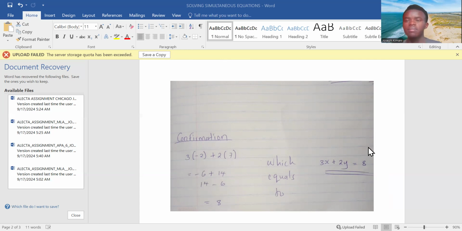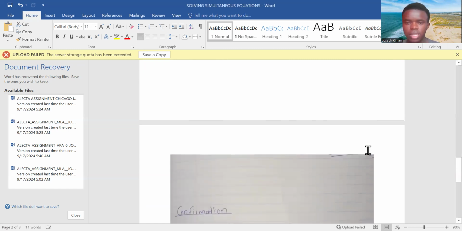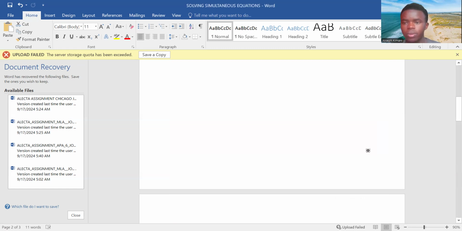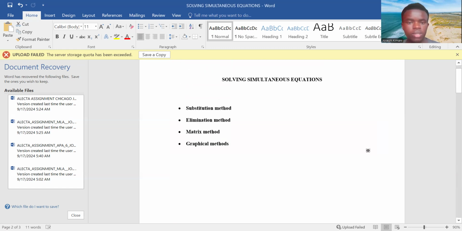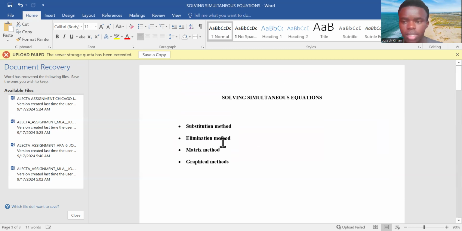So guys, today was all about solving simultaneous equations. I hope we've managed to get something. So maybe later on I'll be doing the other methods too, but I didn't want to confuse you, so I started with the simple one, substitution, that is. Maybe in the upcoming videos, I'll be doing elimination, matrix, and graphical methods.